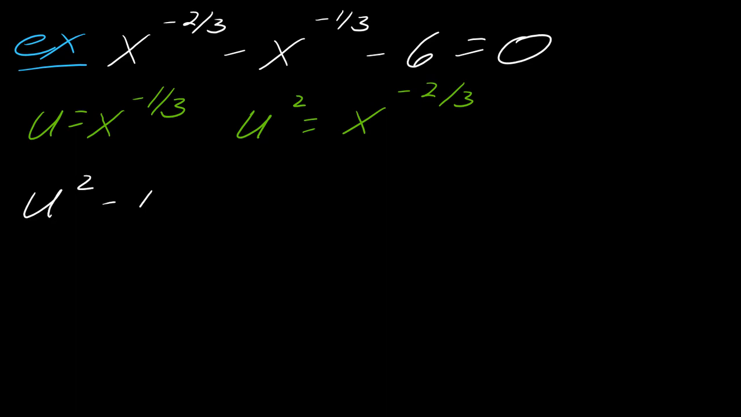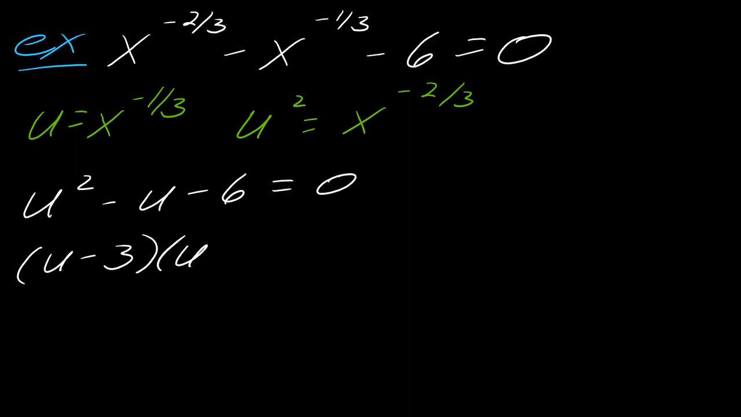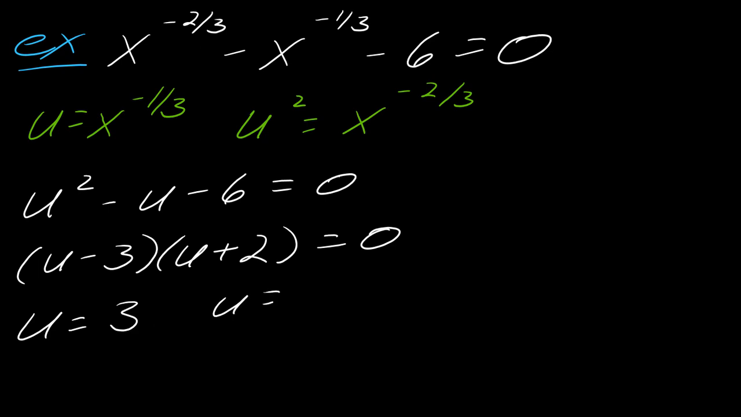This becomes u squared minus u minus 6 equals 0. And then this becomes u minus 3, u plus 2. Oh, it's just so beautiful. It's so much easier to solve. All right, so now I'm done, right? No, I'm just kidding.